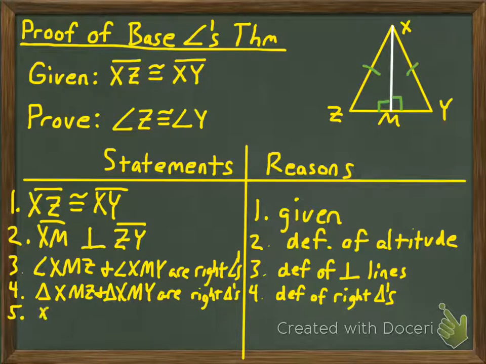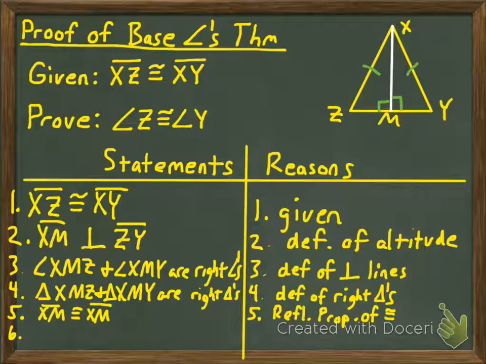So we're going to now say that segment XM is congruent to segment XM. The reflexive property, of course. And then two more things here we'll try to squeeze in. We've now given enough information to prove that triangle XMZ is congruent to triangle XMY based on HL. And what was the whole point of that?